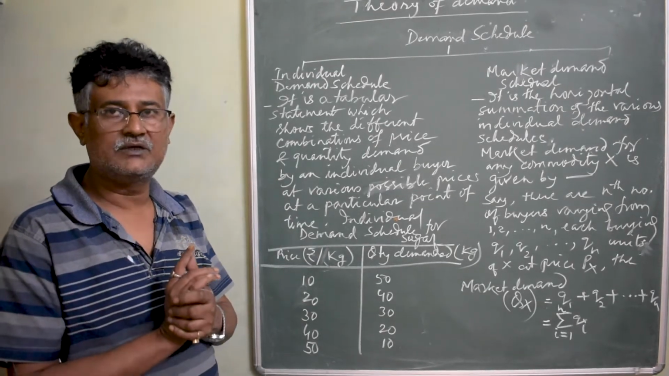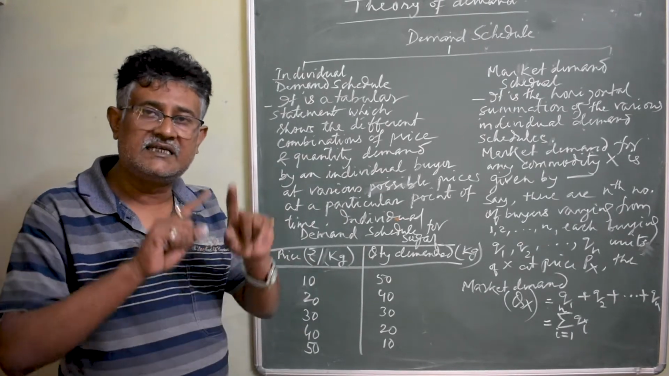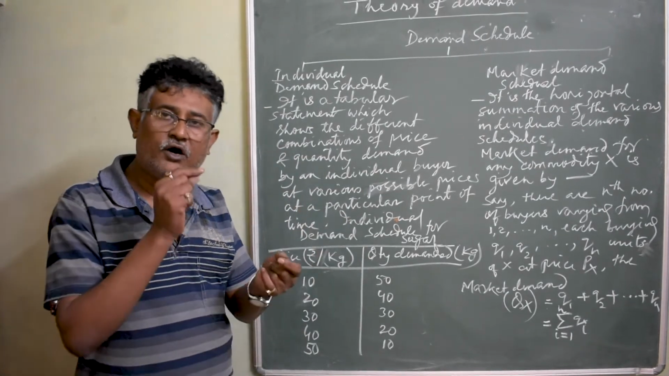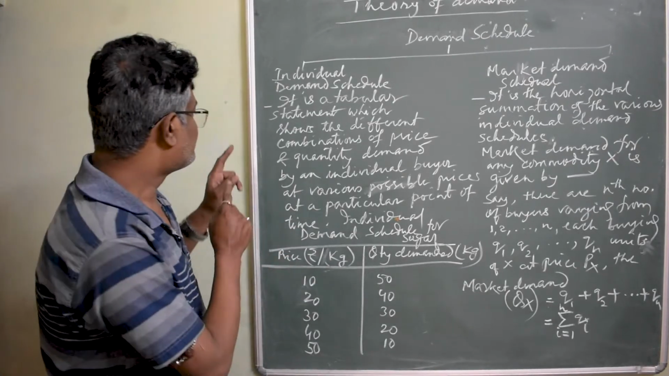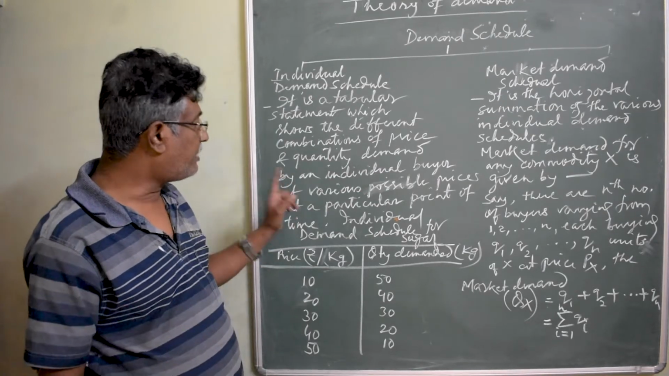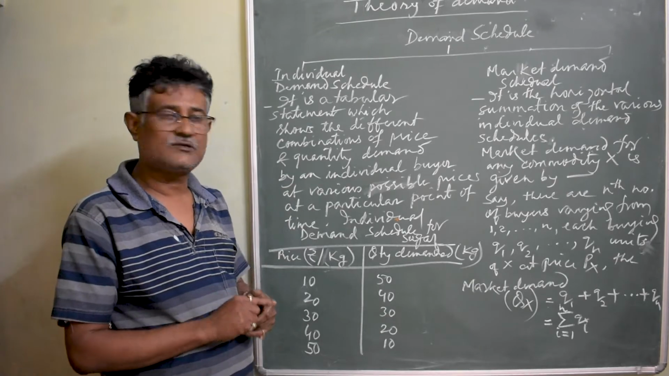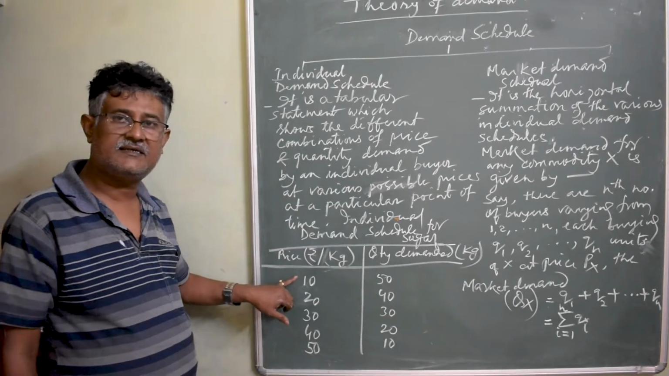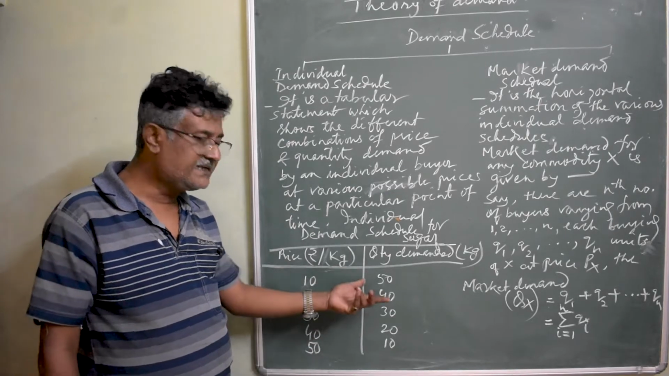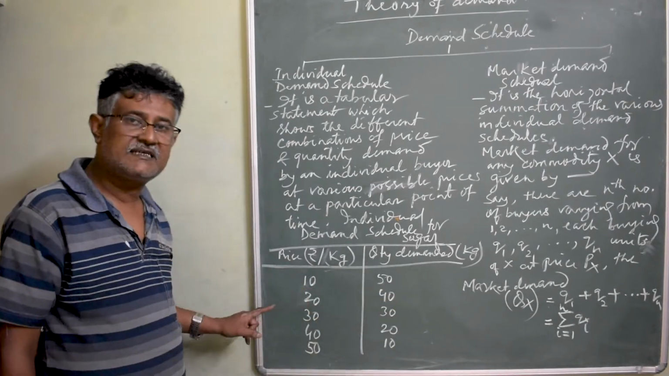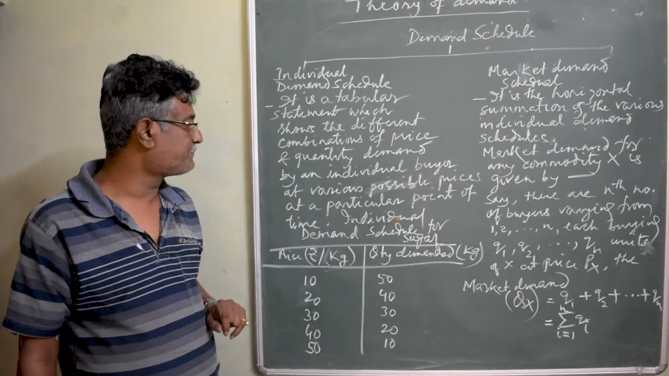Individual demand schedule is a tabular statement which shows the different combinations of price and quantity demanded by an individual buyer at various possible prices. What are the various possible prices here? 10, 20, 30, 40 and 50. And the quantities which are demanded at respective prices are given to be 50, 40, 30, 20 and 10.